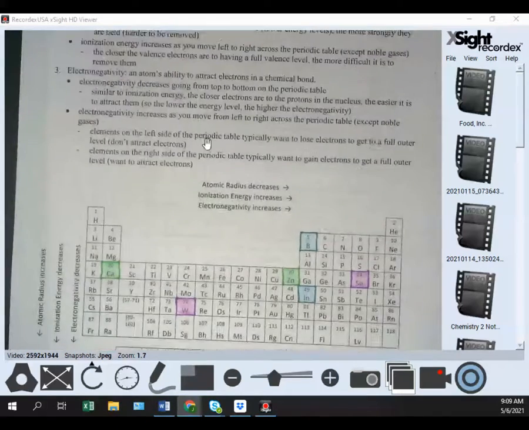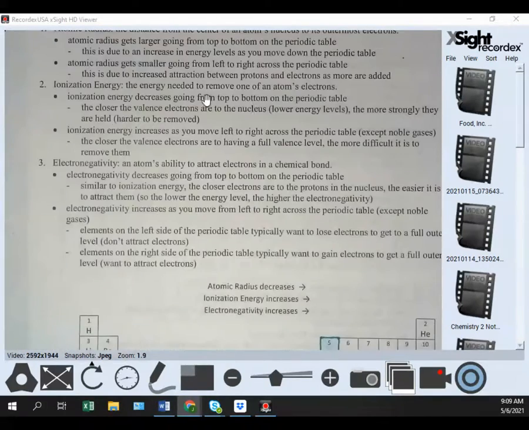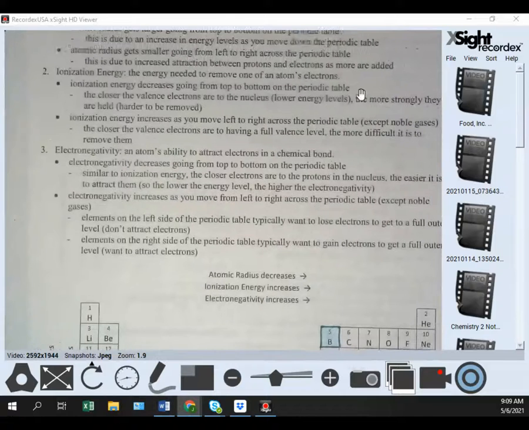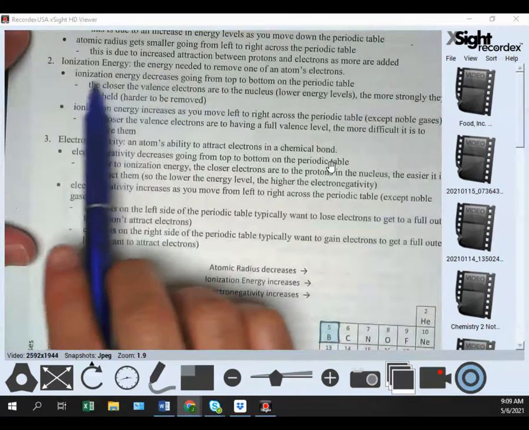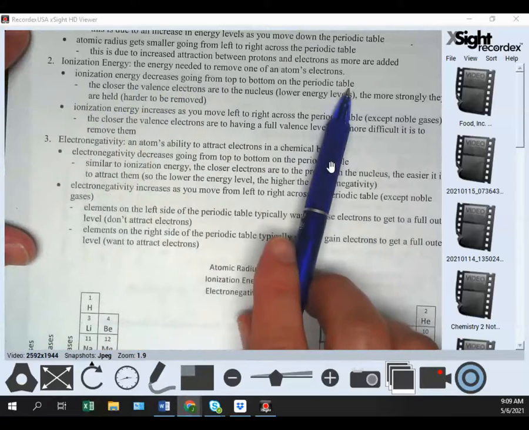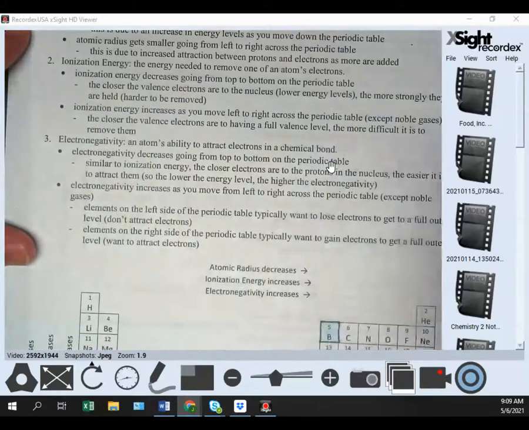All right. Ionization energy. The energy needed to remove one of an atom's electrons. So how hard or easy, how much energy do you need to take an electron away? Okay? So ionization energy decreases from top to bottom, goes down. Why?